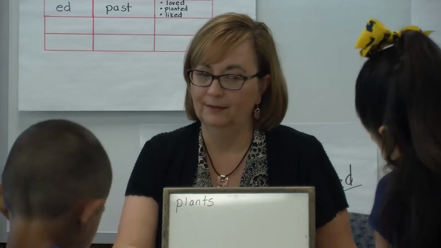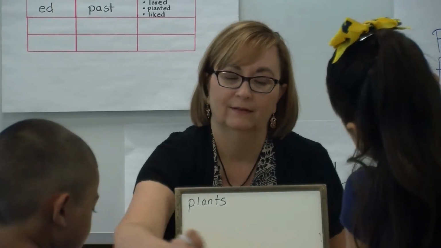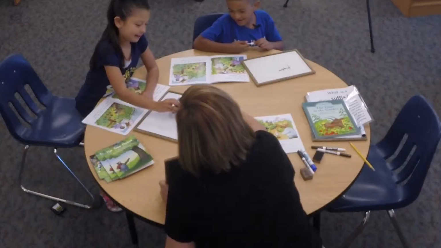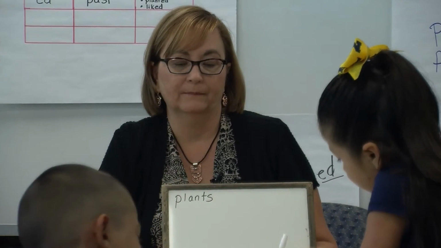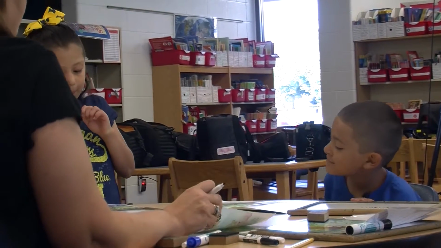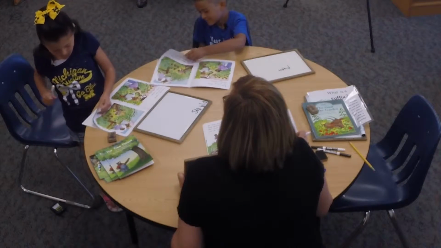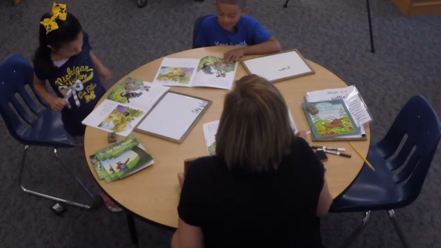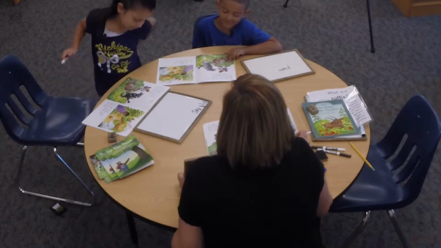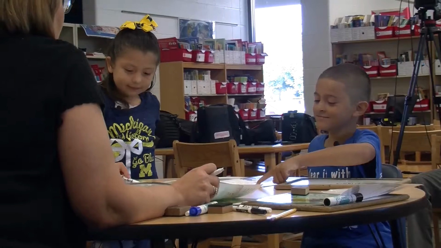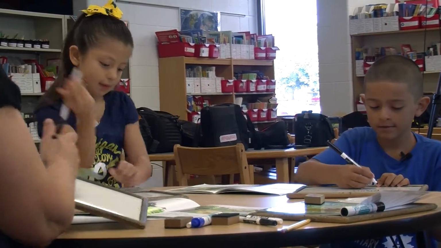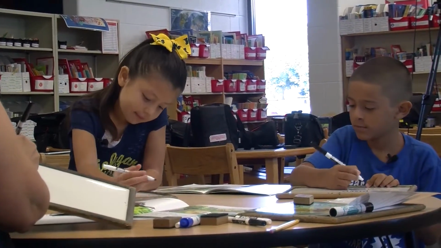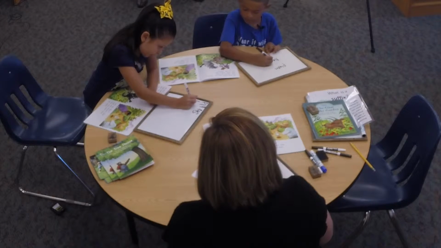Okay, is that plants or is that planted? Plants. Okay, so let's make it say plants. Planted. Okay, what would you put at the end of that? Okay, now turn to page 6. And I want you to find the word barked. Okay, what ending does that have? That has that ED ending, so go ahead and write that down. And copy that right from the book.